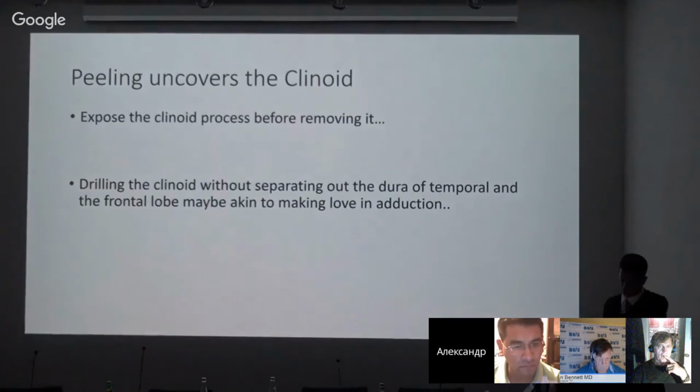I always used to say, drilling the clinoid without separating the dura of temporal and frontal lobe is maybe akin to making love in adduction, which is difficult but possible.